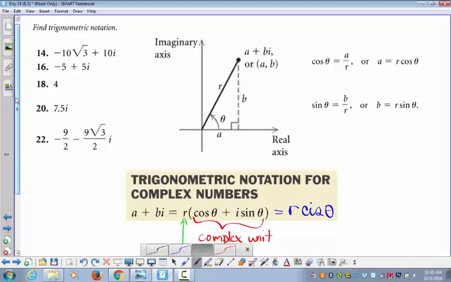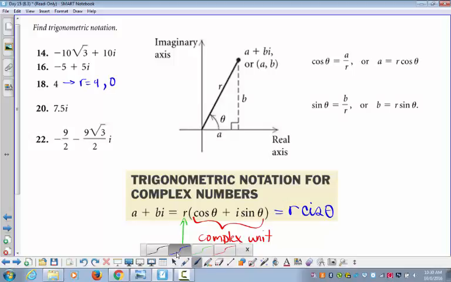All right, so we have to figure out the trigonometric notation for these guys here. And let's go ahead and start with 18, just to start with one that's a little bit easier. So the notation says that we need r and we need theta. If you know r and you know theta, you know the trigonometric form of the complex number. What is r for this case? How far away from the origin is 4? 4. So r is 4.